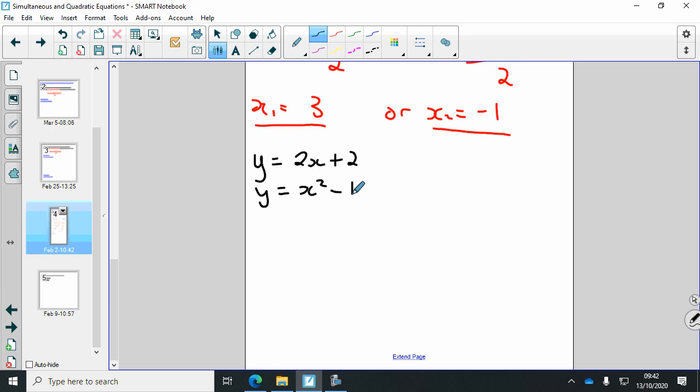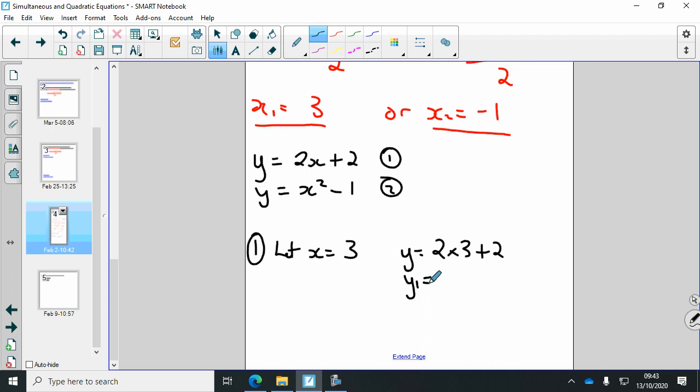Now you can choose one of these equations. Let's choose equation 1 to work out the y values. There's also going to be two answers for y because we've got two answers for x. So if we let x equal 3, we can say that y is equal to 2 times 3 plus 2. So y1 is going to be 2 3s plus 2, which is 8.